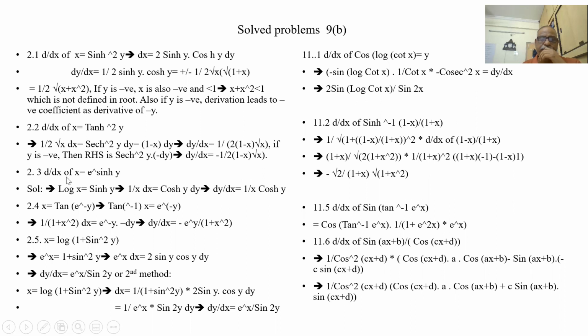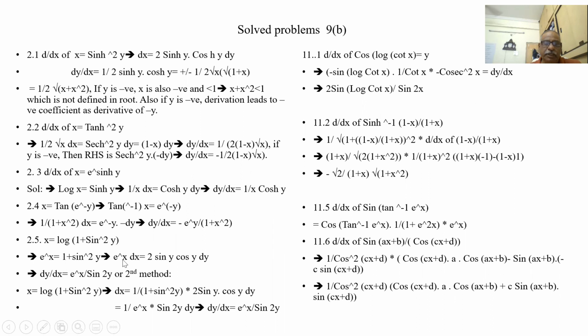Similarly, dy by dx if x is e to the power of sinh y. So let us go the logarithmic way. Let's take logarithms on both sides. Log x to base e is equal to sinh y. So 1 by x dx is equal to cosh y dy. So dy by dx is 1 by x cosh y.